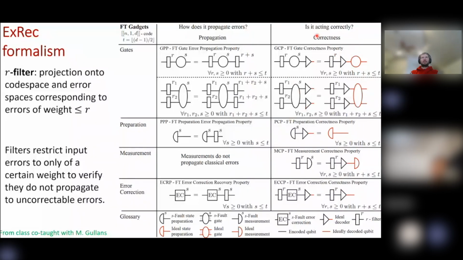So those are basically the main two properties of the formalism: correctness, and whether the gadget propagates errors or not. So that's just a summary. I think it's good to have this picture around.